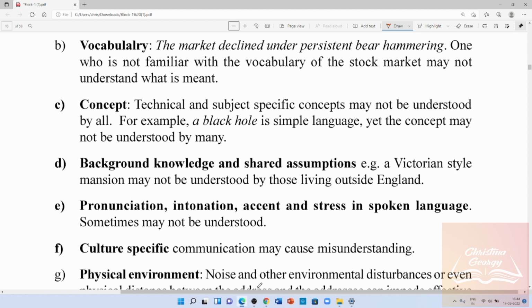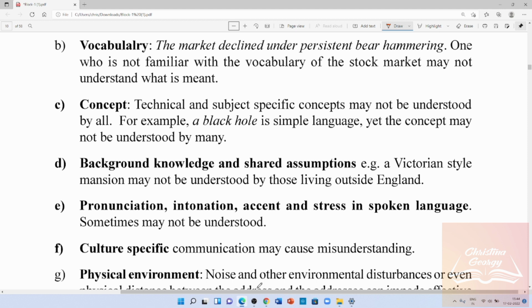Now, background knowledge and shared assumptions. So such knowledge related to one's own culture or area or locality won't be understood by anybody who's outside such cultural aspects. Similarly, pronunciation, intonation, accent and stress in spoken language also become barriers. Culture-specific communication may cause misunderstanding, yes.